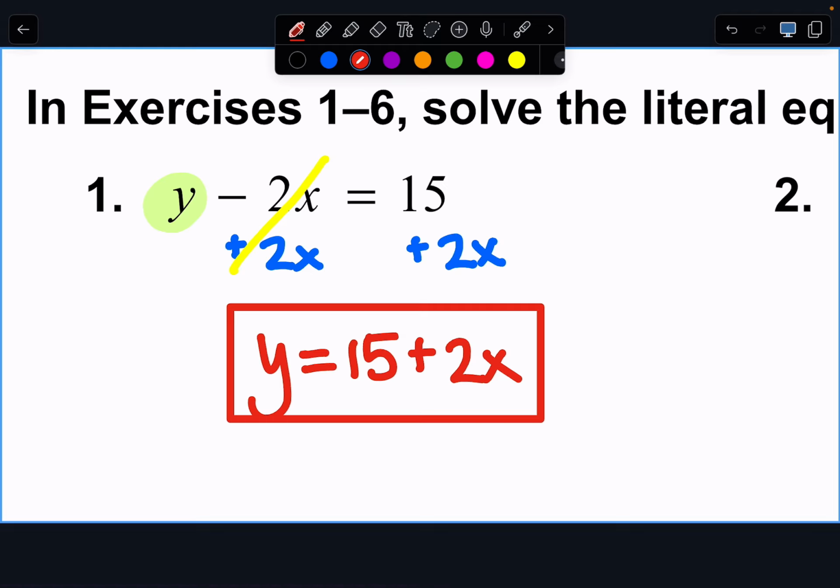Wait, so is that just like? That's where we stop. That's our answer. Wait, didn't we do this in 6th grade? Here's the deal. You are not getting a number for an answer. All we're doing is rearranging the equation. That's it.